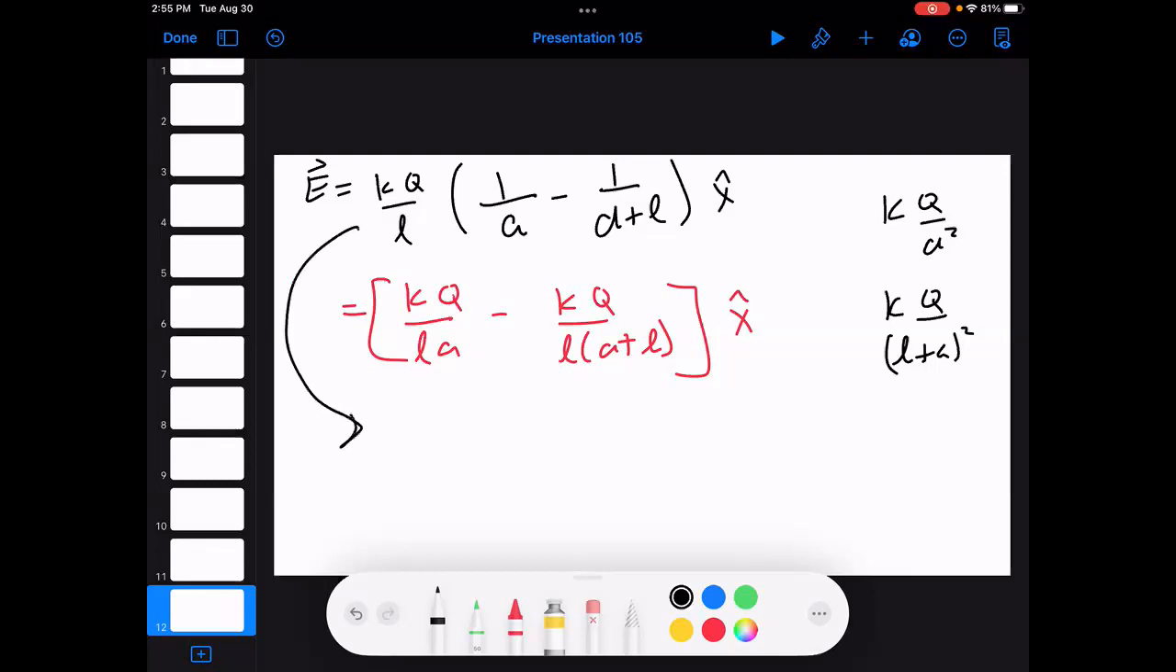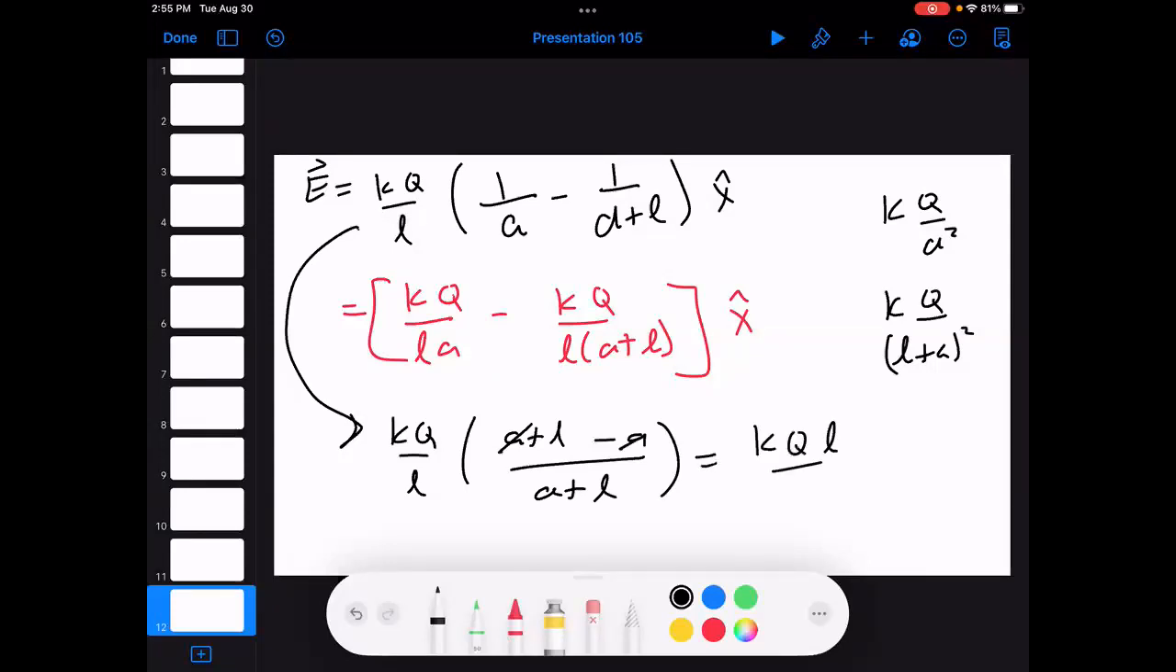And this is where you would do your math, just so you know. You'd say, well, this is L plus A minus A over L plus A. Your A's would cancel. KQL over L, A plus L. And at this point, you'll tell me I've done something wrong, right? Yes, I have. There we go. Okay. I should have done that.